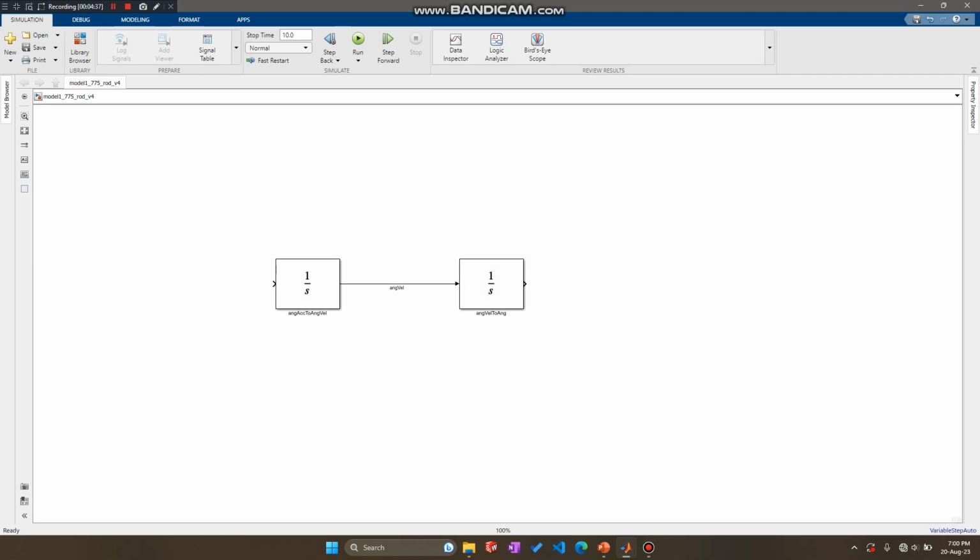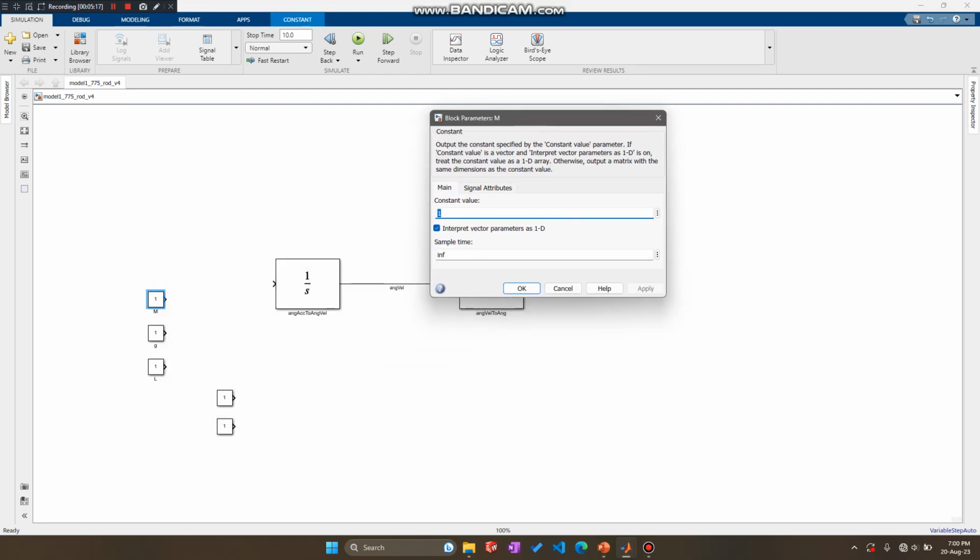So I know the block that I'll be using is a constant block. Double click and type in the name. I need one for M, G, L, A, and B. So let's name this M. M is mass, whose SI unit is kilograms. So we'll run the study for a mass of 0.5 kilograms.